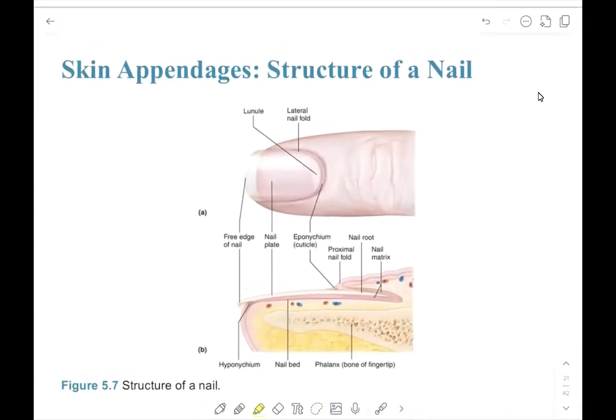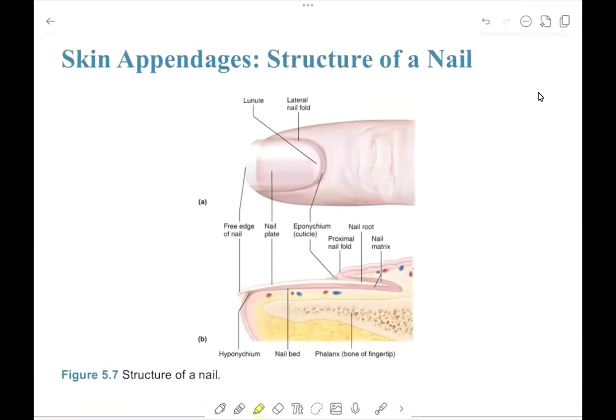This slide is showing the structure of the nail, which we just talked about in the previous slide. You can first see the nail matrix at the proximal end of the nail, the nail root, the proximal nail fold. This is the eponychium or cuticle, which is shown in this image and also at this part right here. The white region, which we don't really see right here, is the lunule, shown in this area.